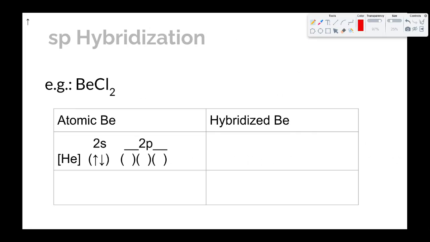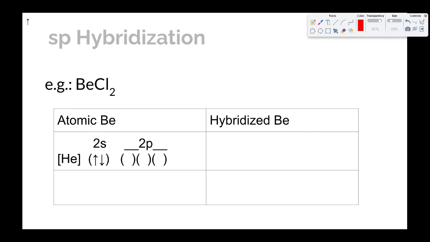And because atomic orbitals don't allow that, orbitals hybridize, or they change their shape to accommodate greater overlap when bonding begins to occur. The first type of hybridization is going to be sp hybridization. It's called sp hybridization because it's going to make 2 orbitals that are hybridized from an s and a p.